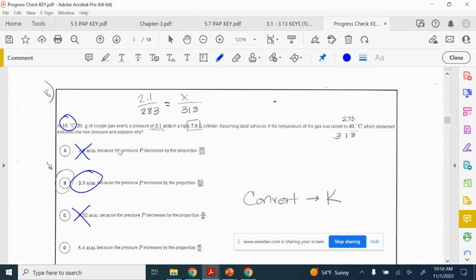You can automatically, without doing any math, get rid of A and C right away, because you know that your pressure should increase. You could probably do it without math, because you know it's going to be bigger. And B you can't have, because it's in Kelvin, so you've got to convert it into Kelvin. So this one is out.